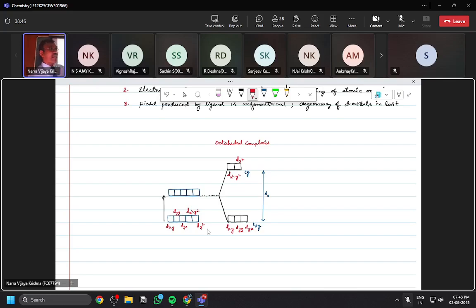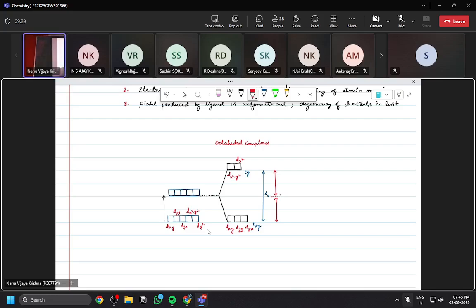6 ligands approaching along all the axes means all lobes of dx square minus y square and dz square will feel repulsion. The remaining 3 are between the axes, so they will not experience repulsion. Therefore, their energy decreased and the other energy increased. Now how much energy will these 2 lobes gain, or these 4 electrons gain? How much energy will these 6 electrons lose?